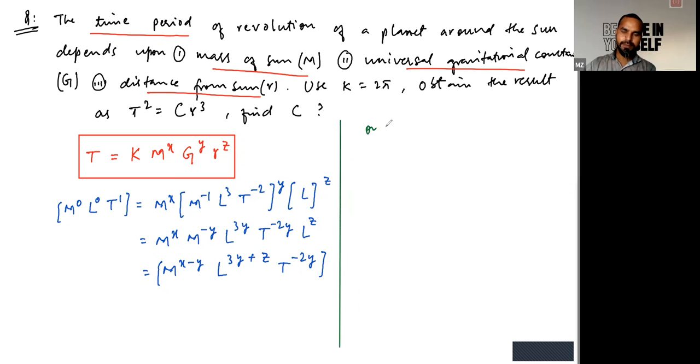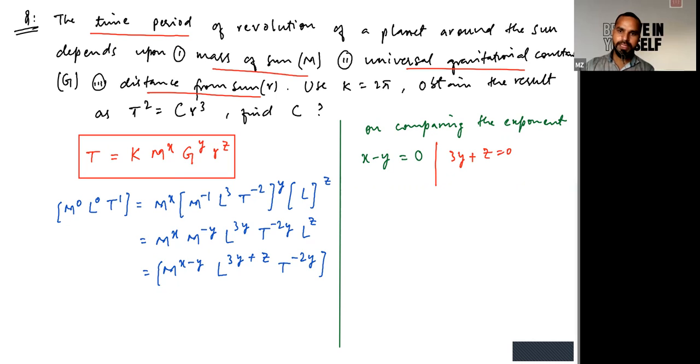Now, comparing the exponent on each side. First, for the exponent of m, on the left-hand side we have x minus 5 as the exponent of m, and on the right-hand side we have 0. Similarly, 3y plus z is equal to 0 as the exponent of L, and last, minus 2y is equal to 1 as the exponent of p. So from it, y would be equal to minus 1 by 2.